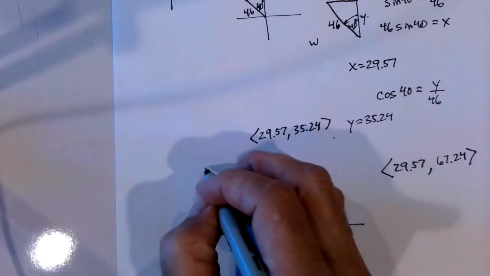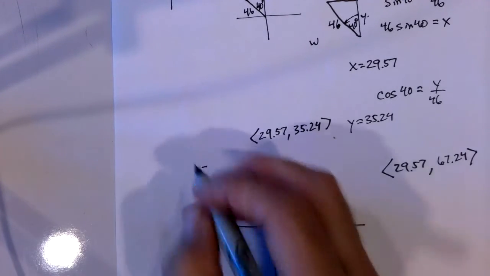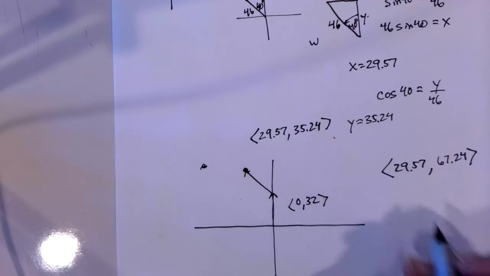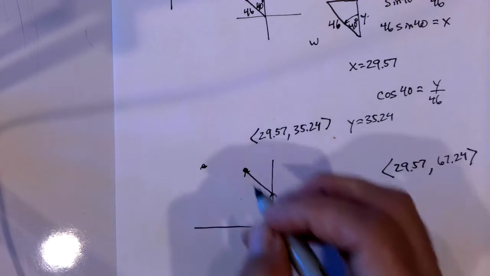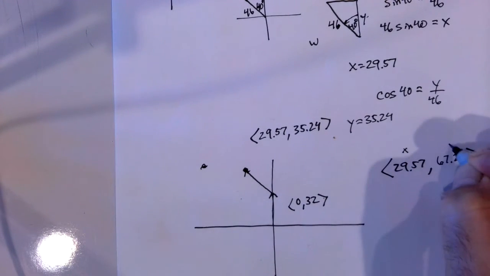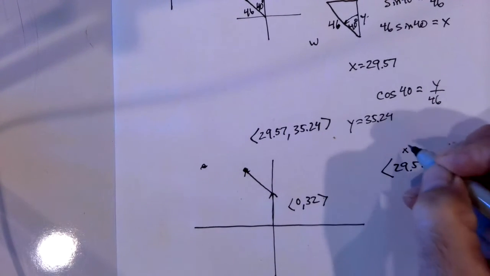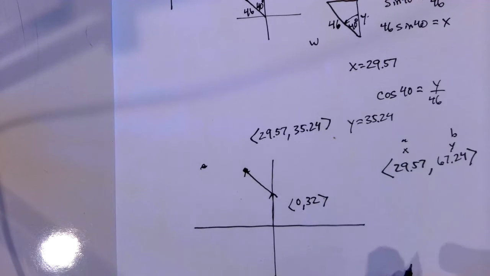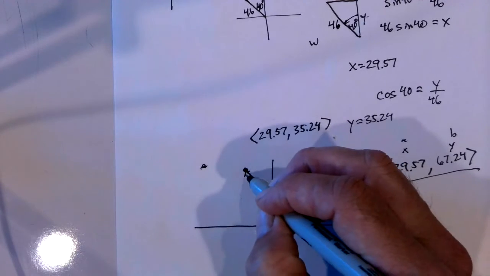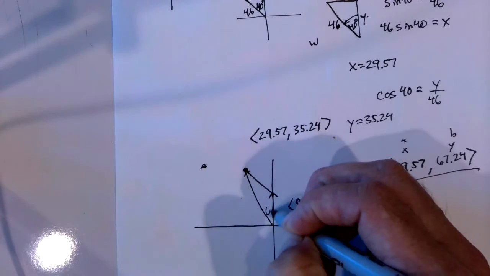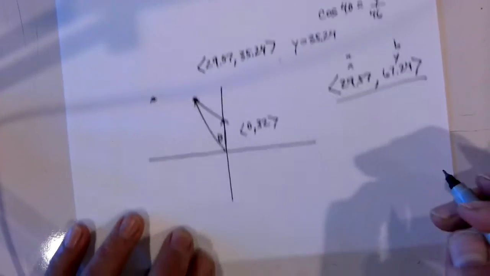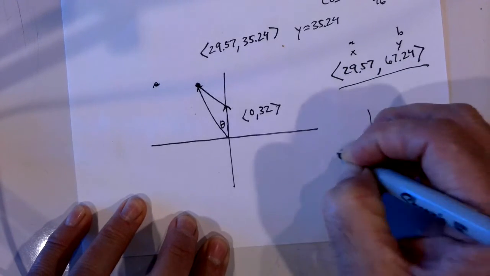Except I'm going to give it a negative value. Well, we don't have to. We'll just talk about it. We got 29.57 right there, and then a 67.24. So that's the x value. That's the y value. Sometimes they say that's the a value, that's the b value. So now that we have that, what we want to do is find this angle, that angle right there. And the way that we find that angle is we set up the argument of tangent.